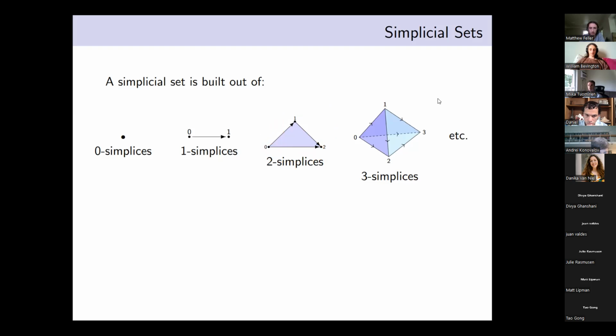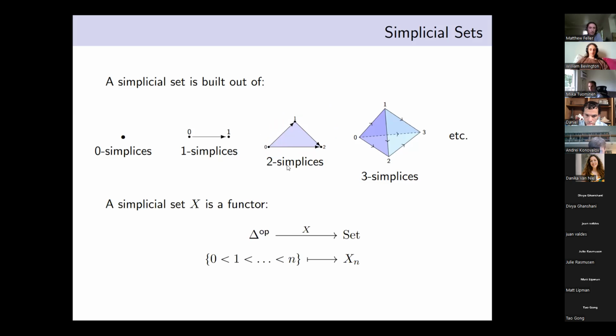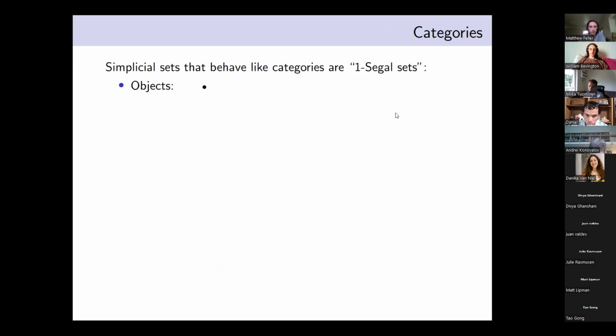And so a nice way to encode what a simplicial set is more formally is as a functor from this category Delta here, where Delta is the category of finite linearly ordered sets. And basically what this amounts to is that for every natural number n, we have a set of n simplices.